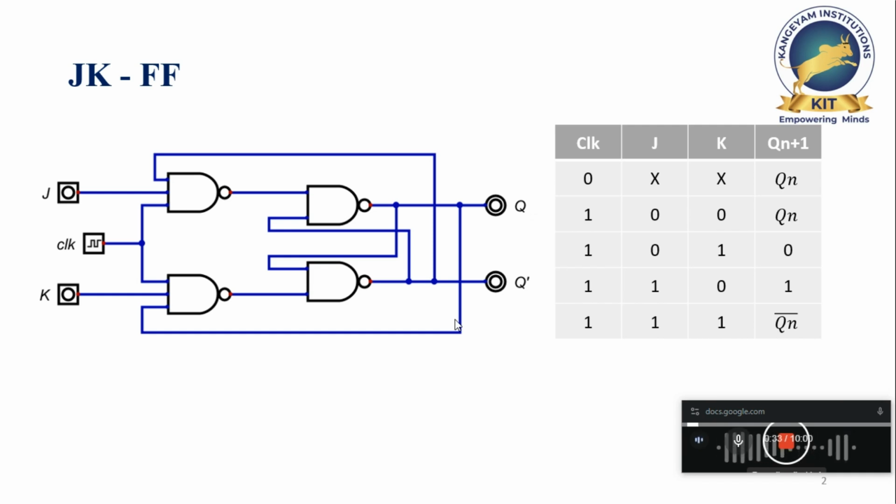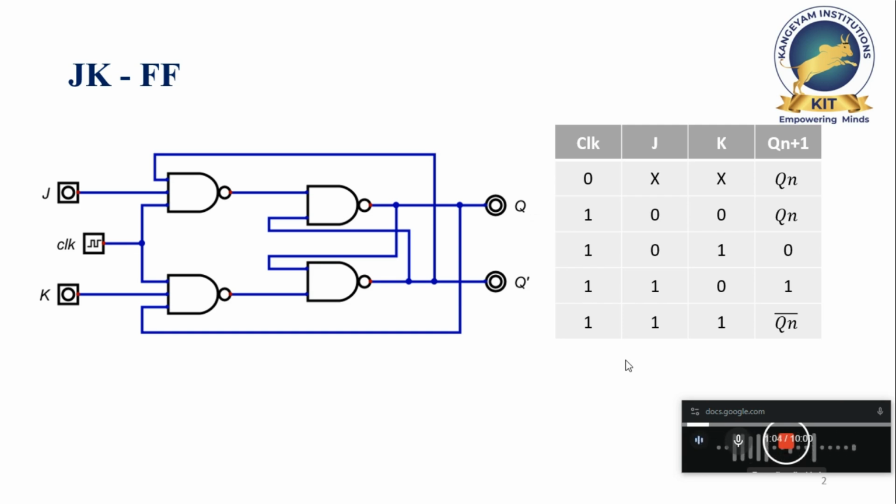So what is the advantage of JK flip-flop? We know that the advantage of JK flip-flop over SR flip-flop was when there is an input of 1 1, you will get an output of Qn bar. That means the complement of whatever the previous state. But in the case of SR flip-flop, if 1 1, you will have an output of invalid condition. So that is the main advantage.